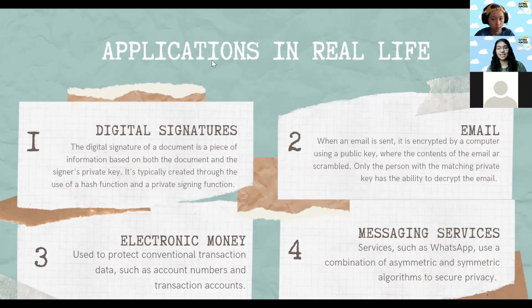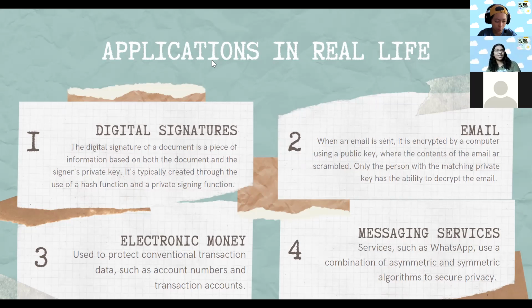The next part, which we briefly talked about before, was emails. When an email is sent, it's encrypted by a computer using a public key, so the contents of the email are scrambled, but only the person with the matching private key has the ability to decrypt that email. That's super cool, because any third-party source that has access to your email cannot directly access your information unless their private key aligns with that message. That's why it's really important not to share your passwords with anyone you might not be able to trust.